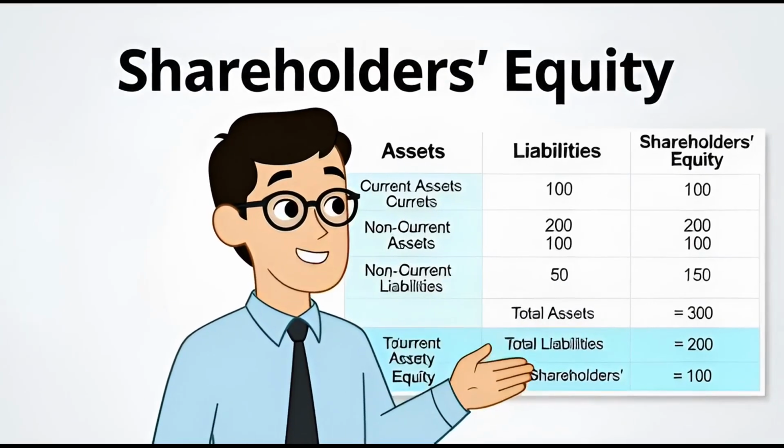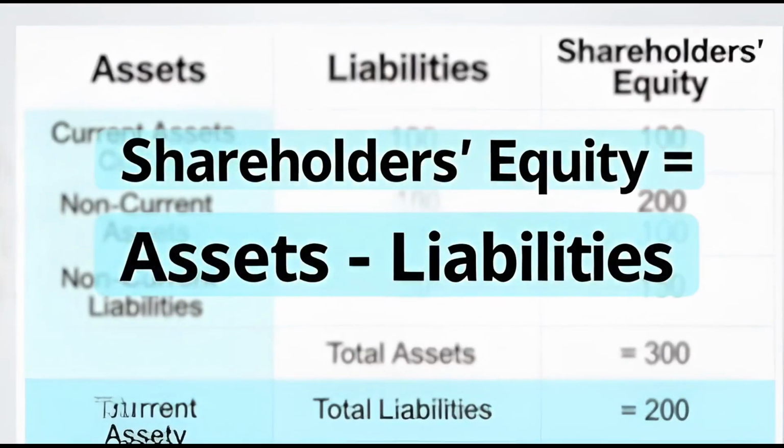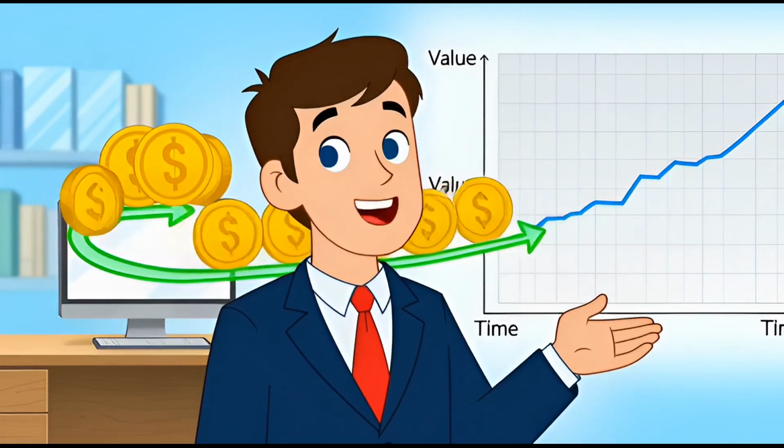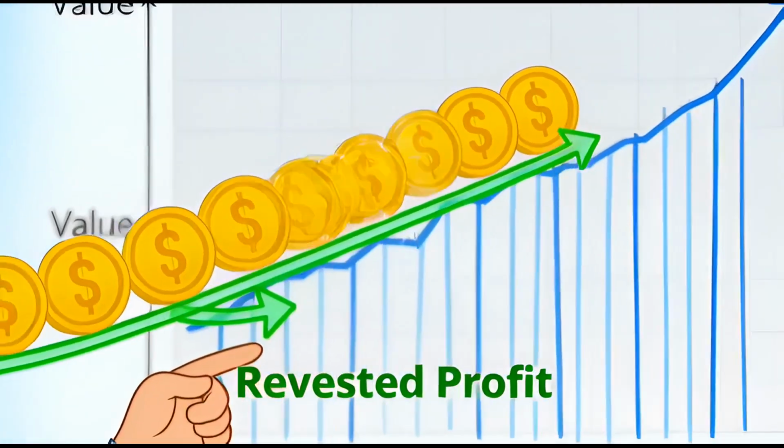Shareholders' equity represents the owner's interest in a company. It's calculated as total assets minus total liabilities. This is shown here on the balance sheet. Retained earnings are profits kept in the business to fuel growth. Instead of paying them out, we reinvest. This chart shows how that drives growth.